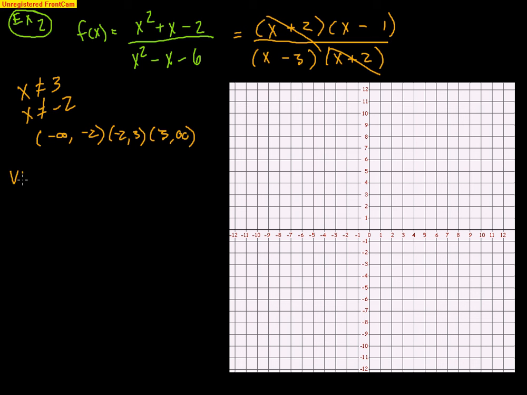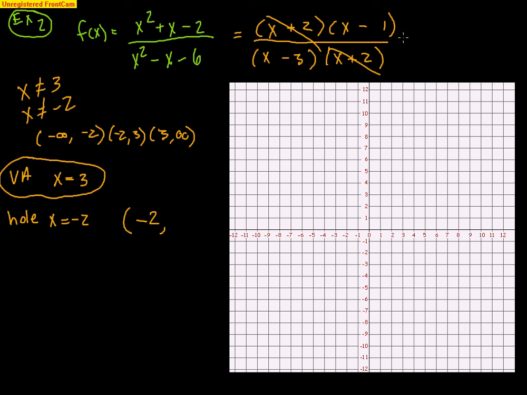First, I have a vertical asymptote, an essential discontinuity at x equals 3. Okay, vertical asymptote at x equals 3. Now, at x equals negative 2, I have a hole, or I have a removable discontinuity. It got removed. Now, the hole is a specific point that I cannot be, but I want to be able to find that point. That point is at negative 2.